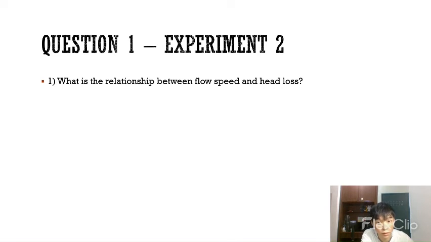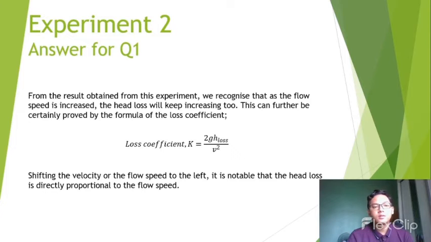Hi, my name is Vijing San, and it's me again. I'm here to talk about question 1 for experiment 2. What is the relationship between flow speed and head loss? The answer for question 1: from the results obtained from the experiment, we recognize that as the flow speed is increased, the head loss will keep increasing too. This can be further proved by the formula of the loss coefficient, which is K equals head loss over velocity squared. Shifting the velocity to the left, it is notable that the head loss is directly proportional to the flow speed.